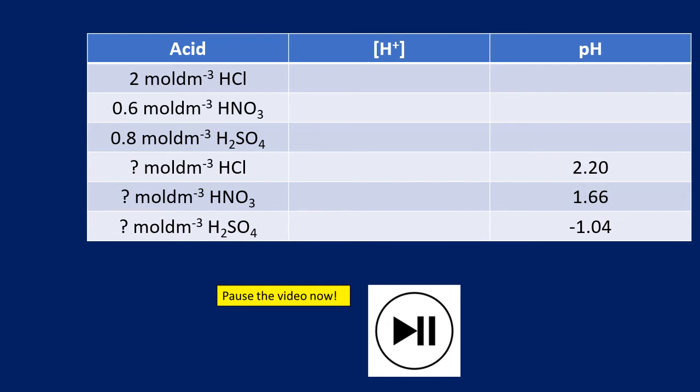And then for the last 3, you need to work back over. You need to go from the pH to the H plus concentration. And once you've done the H plus concentration, then determine the concentration of the acid. Remember to be careful with diprotic or monoprotic. So pause the video and do that. And when you're done, unpause the video and the answers will appear.